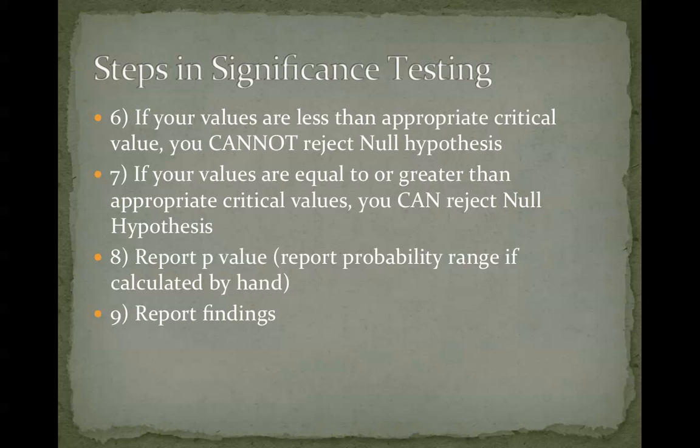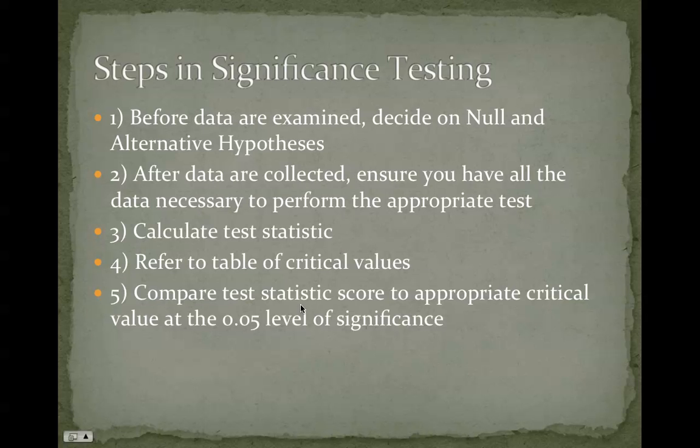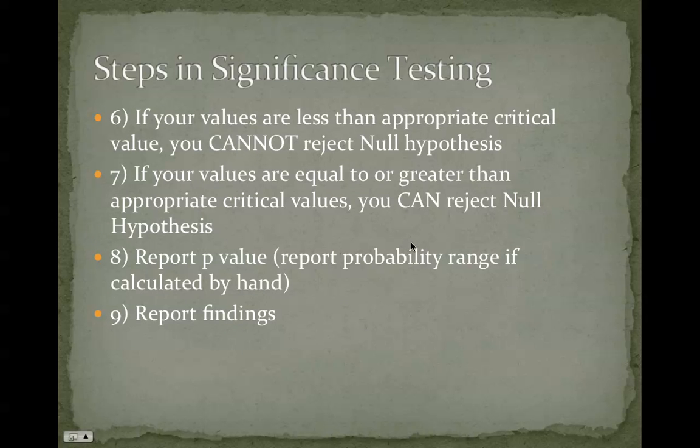If your value is less than the appropriate critical value, then you cannot reject the null hypothesis. Okay? But if your value is equal to or greater than the appropriate critical value, you can reject the null hypothesis. And then you report the p-value, and you report the probability range if you have to, if you calculate by hand, and you report the findings. So there's a lot going on in these 9 steps, and we will go through each one of these steps in the next lecture.